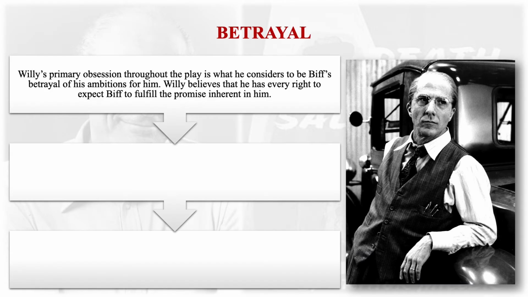Next, we come to the idea of betrayal. Willy's primary obsession throughout the play is what he considers to be Biff's betrayal of his ambitions for him. Willy, in some sense, suffers from the idea of being abandoned by his father, abandoned by his brother. At the same time, he has pinned his hopes and expectations on his children, both Biff and Happy.